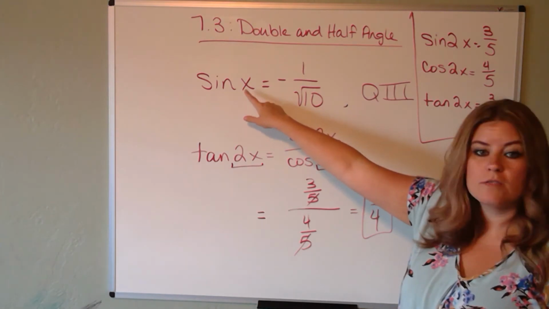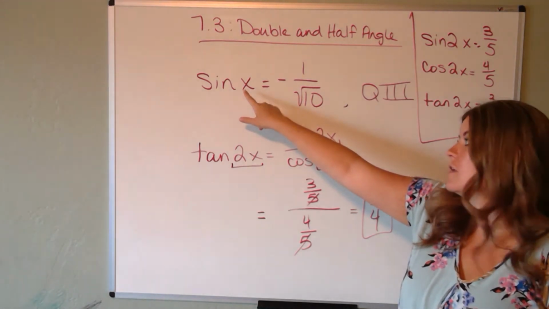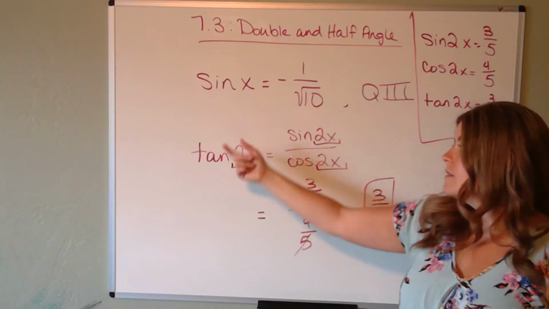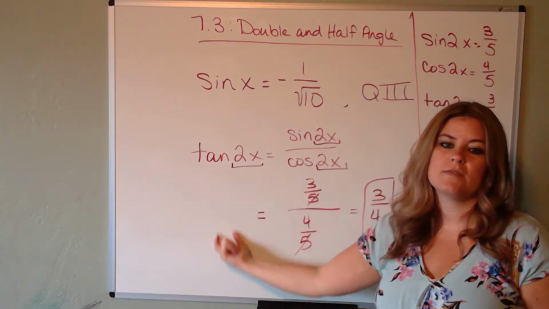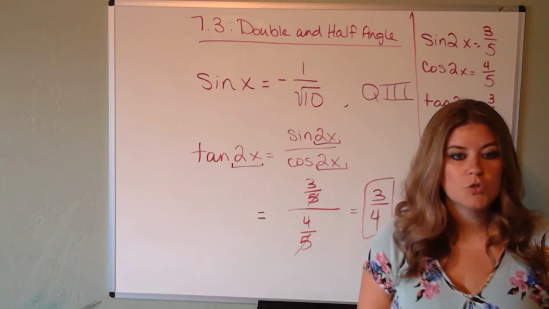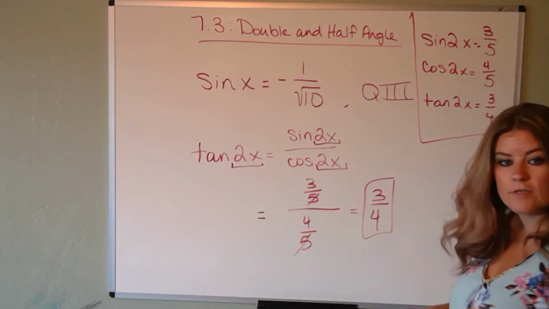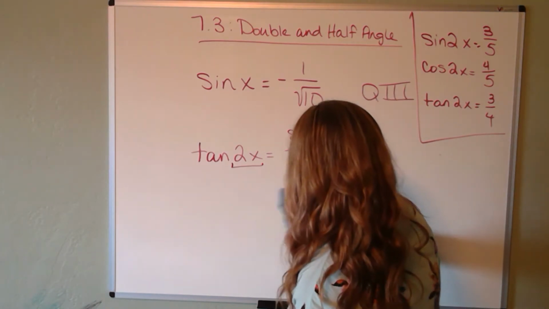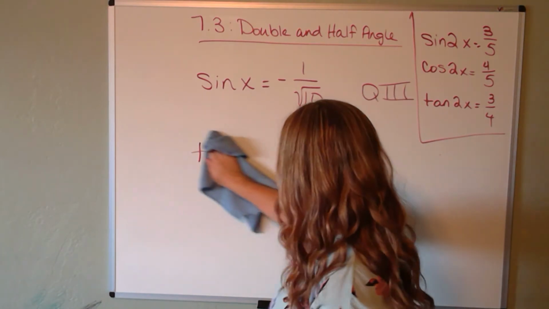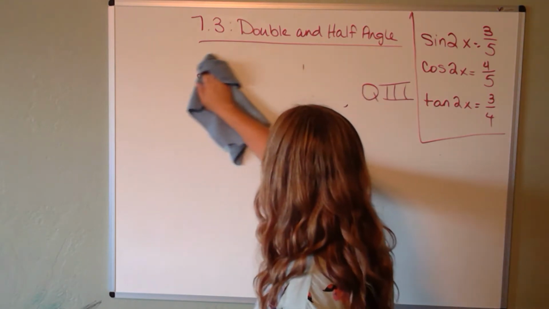Remember, when you do that, you're solving for sine, cosine, tangent of x. Then put those values you found into your formulas for sine, cosine, tangent of 2x. It gets a little confusing, guys, but you just have to be really careful. Now, I want to look at one more.